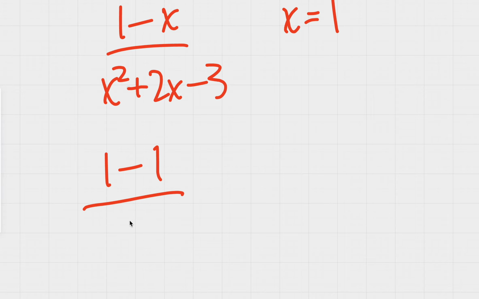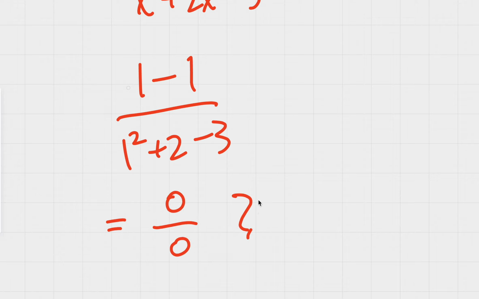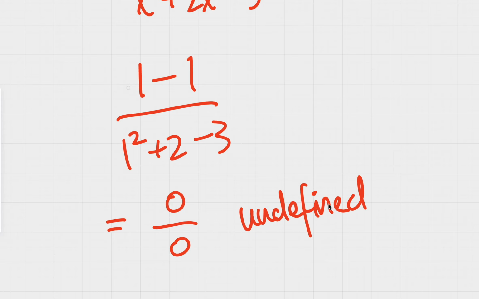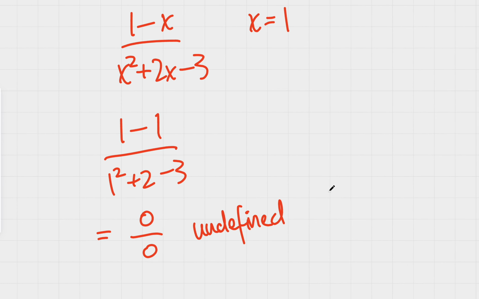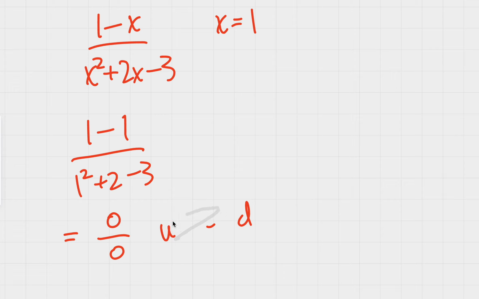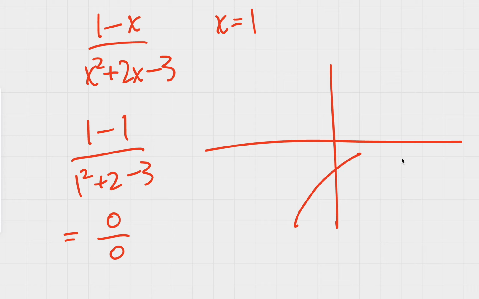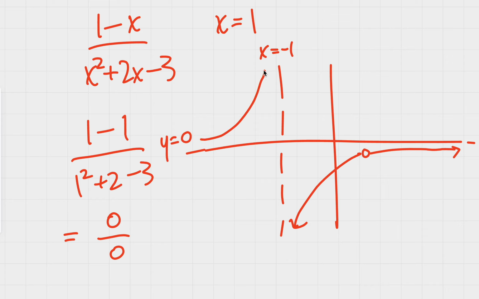1 take 1 on 1 squared plus 2 take 3. Hold on, 0 on 0? What does that mean? What does this equal? No one knows. It's undefined. So that means there is no y value at x equals 1. Done, right? But if I was to draw this graph out for you, it would look something along the lines of this, with an asymptote at both of these sides. We've got x equals -1 and y equals 0 as asymptotes, and the graph will look something like this.